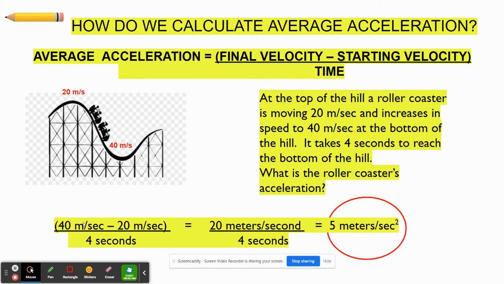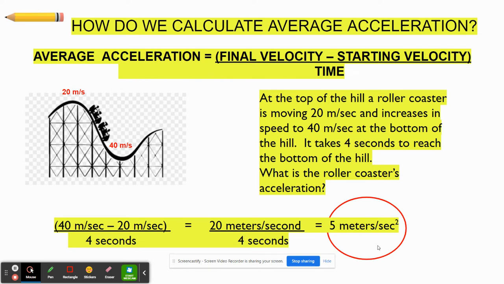So here's how you would do it. 40 meters per second minus 20 meters per second. 40 minus 20 is 20, divided by the difference in time. How long did it take to do that? It took 4 seconds. 20 divided by 4 is 5.